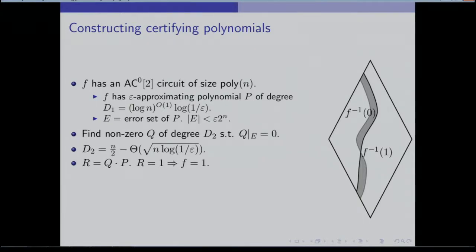So if you look at this polynomial, q is 0 everywhere here, right? p is 0 in this region. So the only place where this polynomial can be non-zero is right here. So this polynomial r being non-zero means that q is non-zero, which means the polynomial p is not making an error, and the polynomial p outputs 1, which means we are right here.